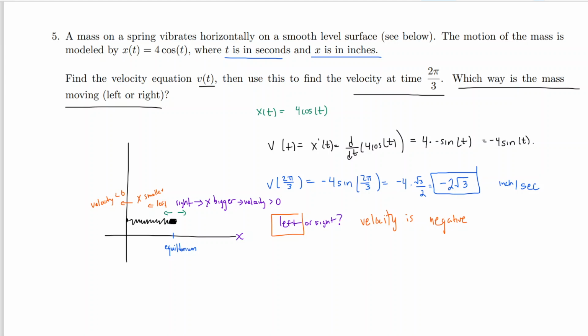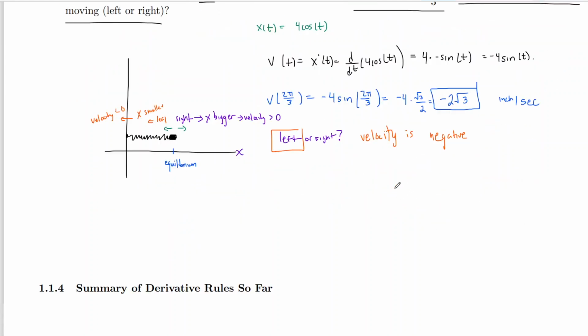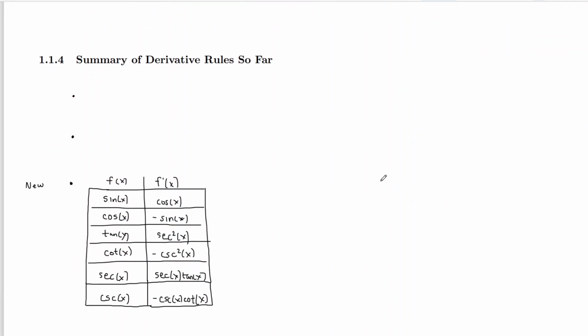So I will see you... Actually, let me not say I'll see you in the next lecture, because I wanted to go ahead and make sure that I summarize the derivative rules so far, like I've been doing in these sections. And then also I want to bring up really what we did in this section and show you a little pointer, how you can help memorize just a little bit.